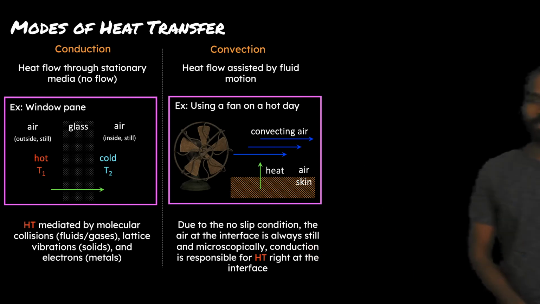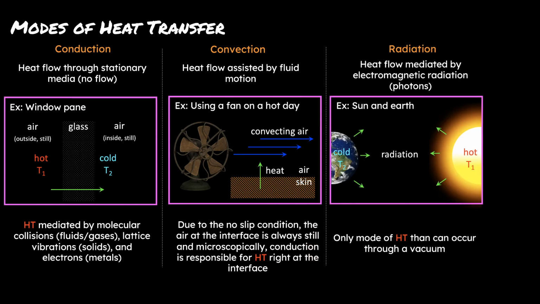A third mechanism we can consider is that of radiation. This is heat flow mediated by electromagnetic radiation. These are photons moving, for instance, from the hot sun to the cooler earth. Any object with a temperature above absolute zero will emit electromagnetic radiation, and this means that there is radiative heat transfer. This is the only mode of heat transfer that can occur through a vacuum.